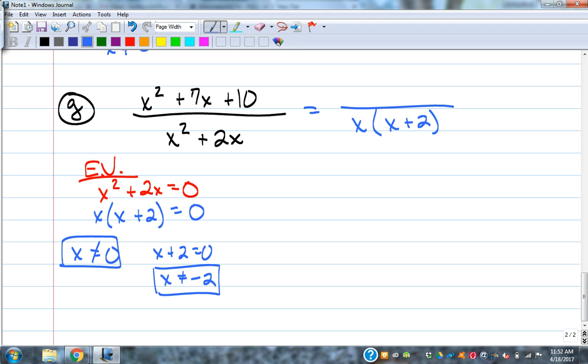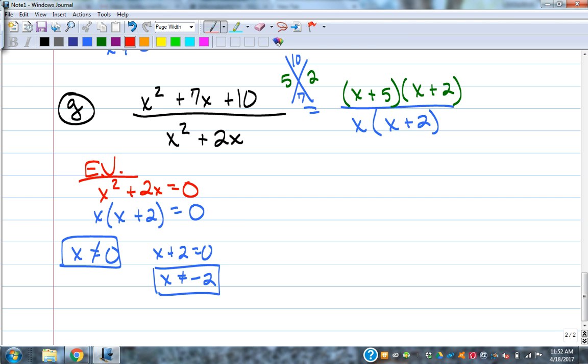How do I factor x squared plus 7x plus 10? The x method, that's right, because it's a trinomial. So I need something that multiplies to be 10 and adds to be 7. 5 and 2, positive 5, positive 2. So my factors would be x plus 5 and x plus 2 on the top.